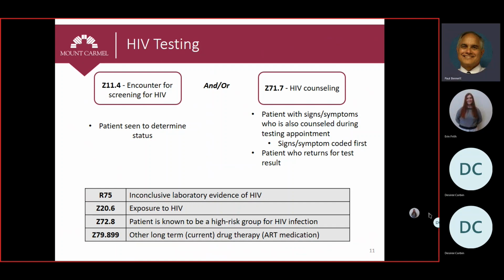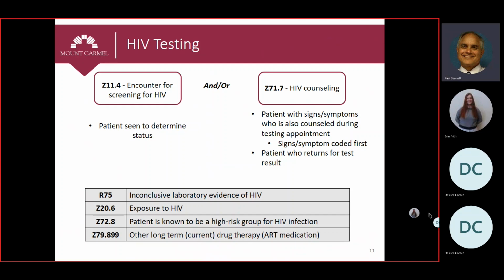Z71.7 is a counseling code that can be used if counseling is provided to the patient during the encounter for a test. If a patient is experiencing signs and symptoms during the testing appointment, code the signs and symptoms first, followed by the Z71.7. This code is also used if patients return for their test results and the results are negative.